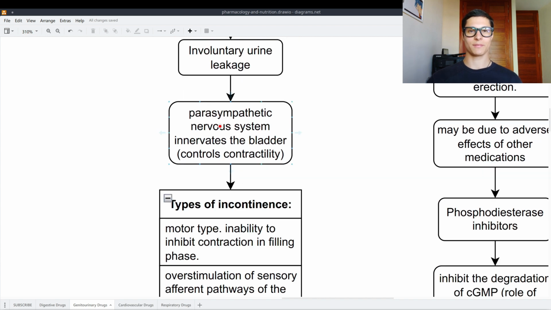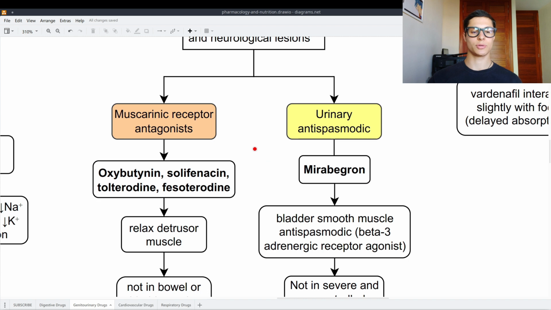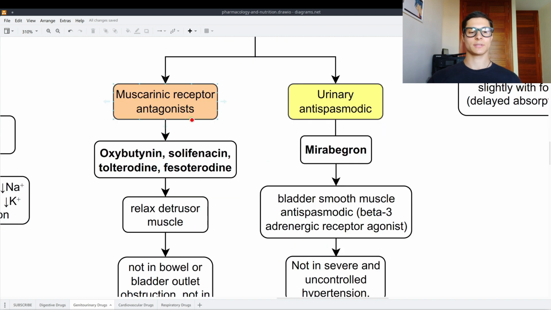And this has to do with the parasympathetic nervous system that innervates the bladder. It controls the contractility. Types of incontinence: we have the motor type, the inability to inhibit the contraction in the filling phase, and overstimulation of sensory afferent pathways of the bladder due to overactive musculature or due to prostate problems and neurological lesions. Here we have two types of drugs. The muscarinic receptor antagonists. We have oxybutynin, solifenacin, tolterodine and fesoterodine.